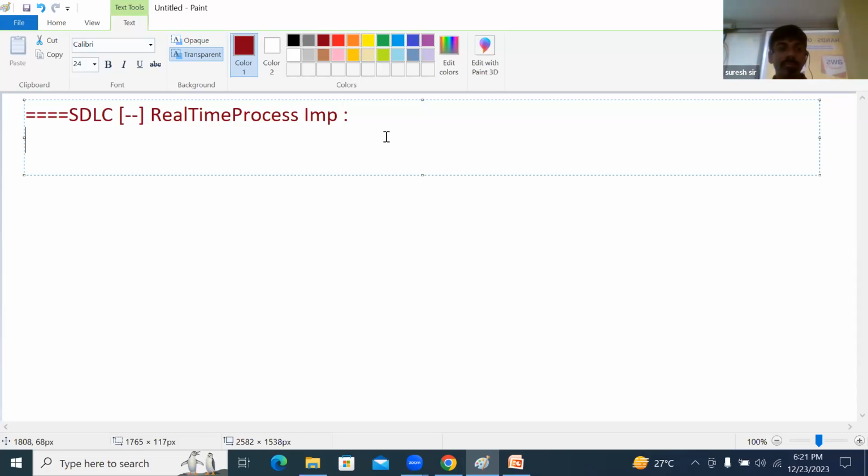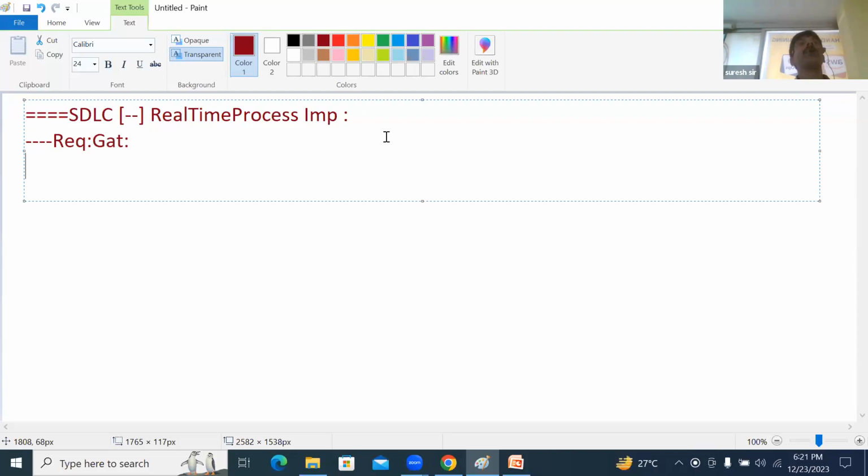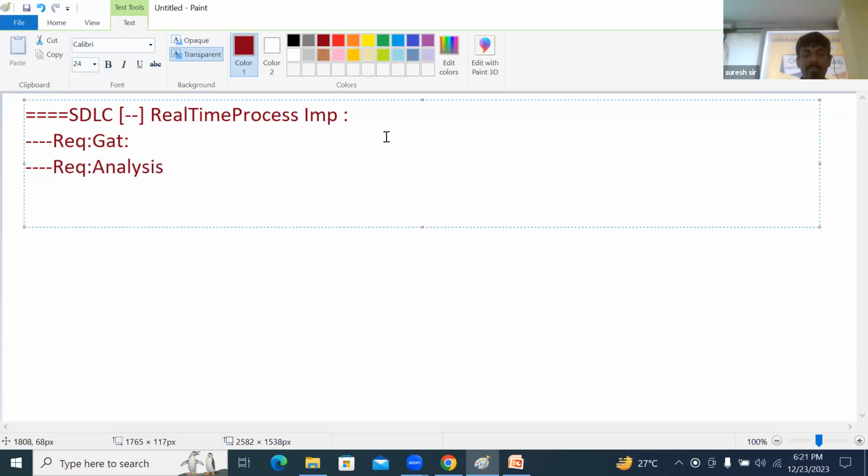Okay. Under that, make a note of the steps. Write the first step: requirements gathering. After that, requirement analysis.